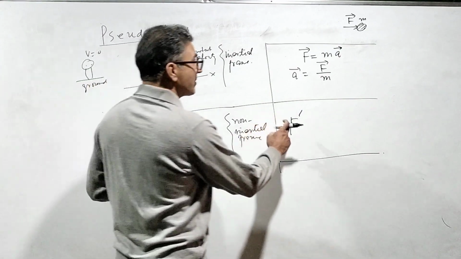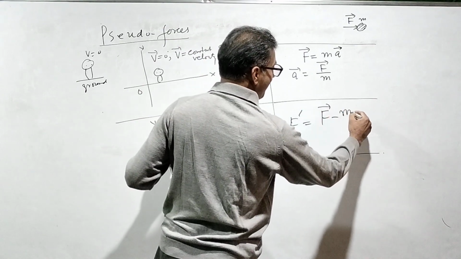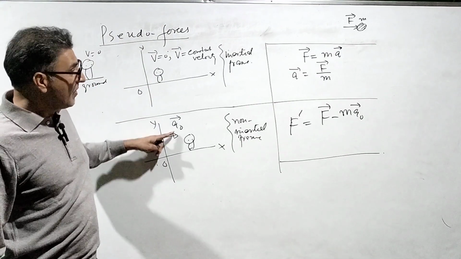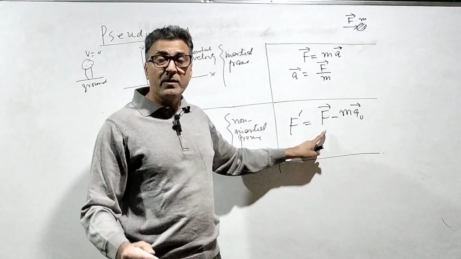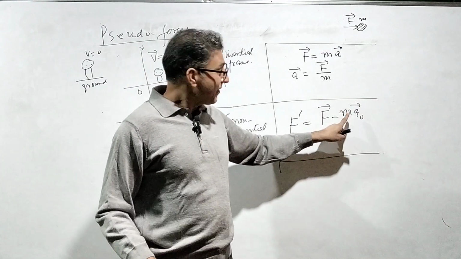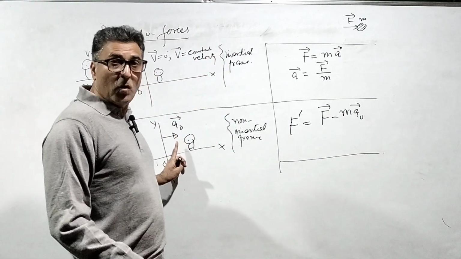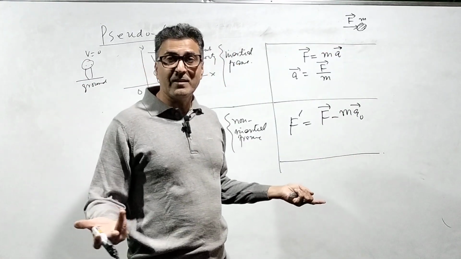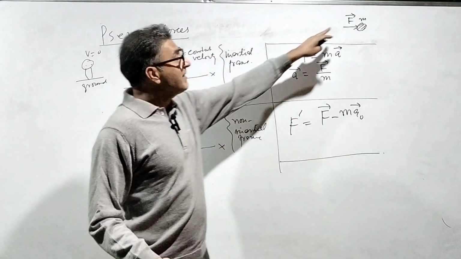He says there is force F prime equal to F, the real force, minus ma0. Because he is accelerating with acceleration a0, he feels there is additional force on this object in addition to the real force. He agrees with the real force. He says there is a real force, but in addition to the real force, there is one more force, that is ma0. This is what he observes and feels about this object. But this ma0 force does not have a real agent. It has no real source.